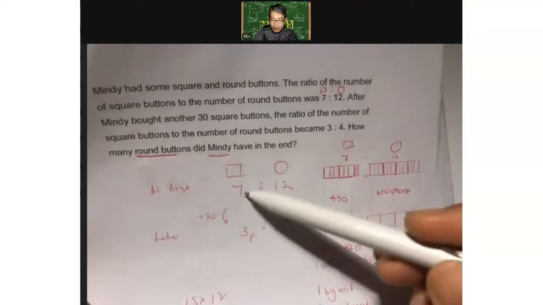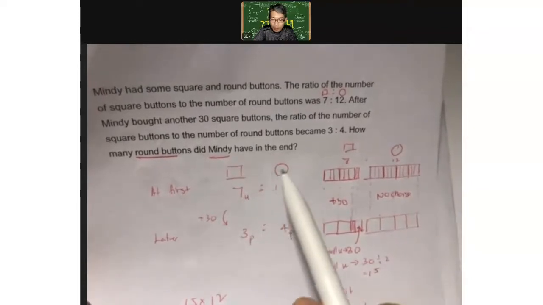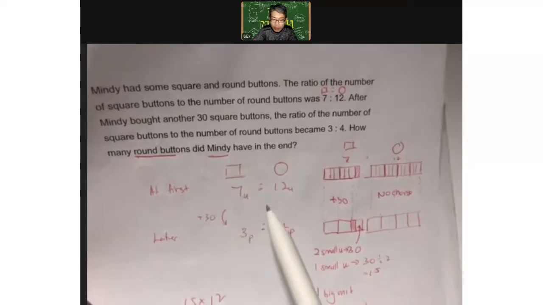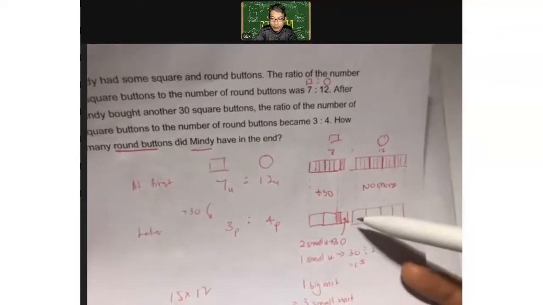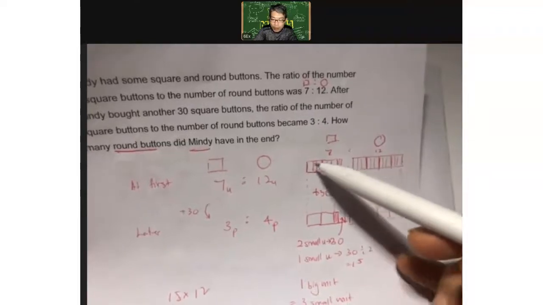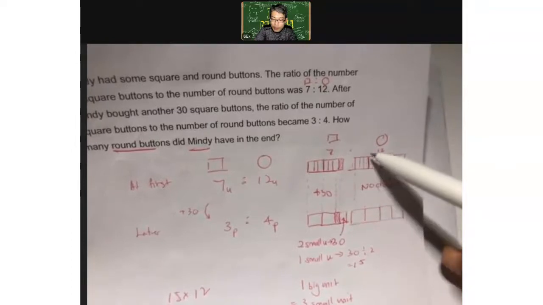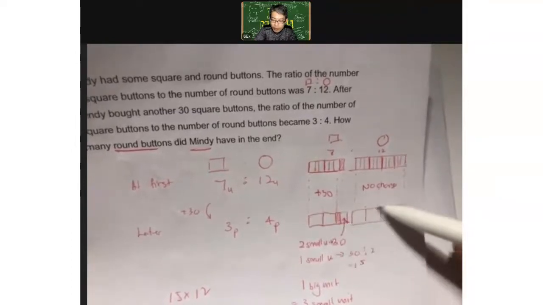Right? Notice that here, the difference between them was greater at first. There were way more round buttons than square buttons. But after adding 30 square buttons, the difference between them narrowed down to just 1 unit. Now, how to see this in a better way, I show you here. So at first there were 7 units here and 12 units. Or you can see later on there were 3 units and 4 units.